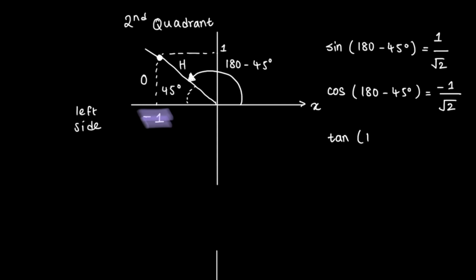Tan of 180 minus 45 degrees is going to be sine over cos. Because these have the same magnitude, they will cancel out to form 1. However, it's going to be negative, so we write negative 1. So the principle that we notice here is that in the second quadrant, sine is positive, cos is negative, and tan is negative.